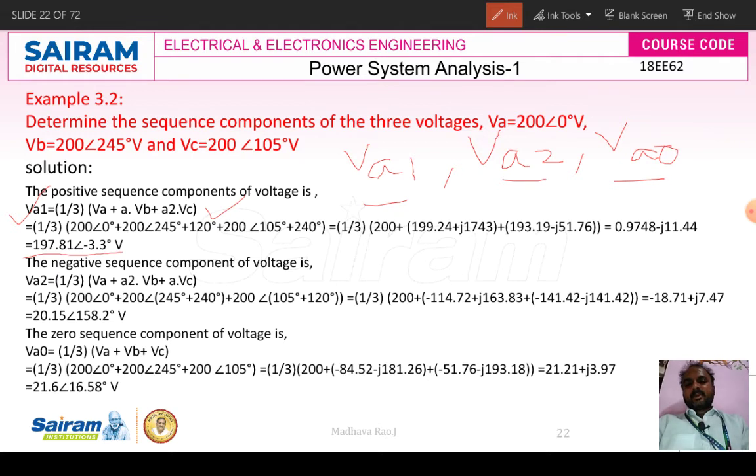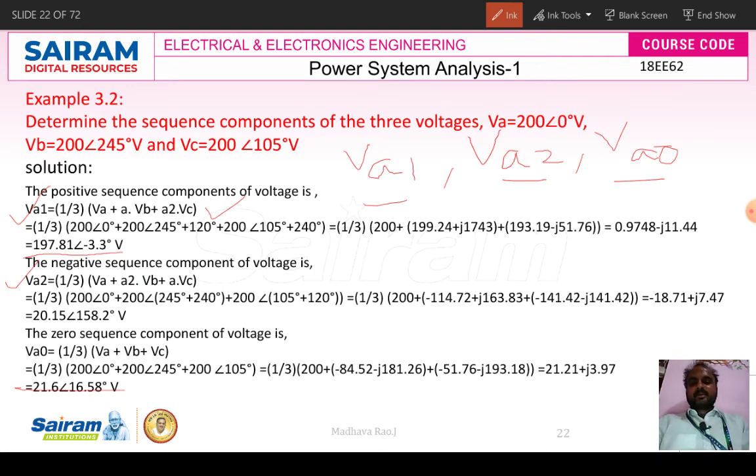Negative sequence component also, VA2 is a negative sequence component. So 1 by 3 of VA plus A square VB plus A into VC. So we will find out that one. And zero sequence component is 1 by 3 into VA plus VB plus VC. So we will find out the zero sequence component.